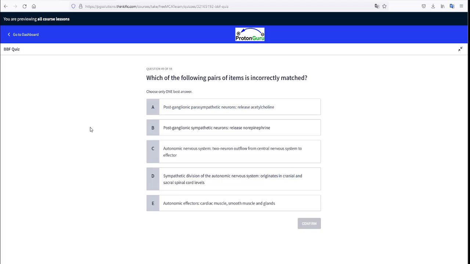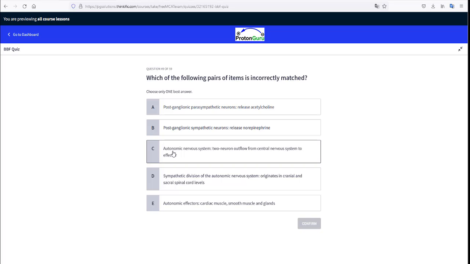Next, which of the following pairs of items is incorrectly matched? And here we have information about the nervous system, essentially. So let's do a quick read through. Postganglionic parasympathetic neurons release acetylcholine. Seems correct if we remember our nervous system information. And acetylcholine is extremely important. Definitely want to know its role and how it's produced and released. Postganglionic sympathetic neurons release norepinephrine, another extremely important molecule to know about getting ready for the MCAT. And it is the postganglionic sympathetic neurons that release that.